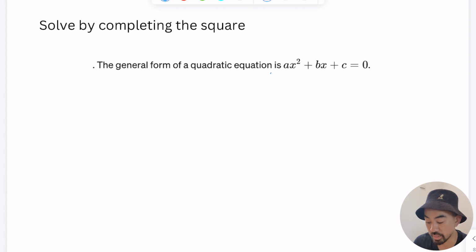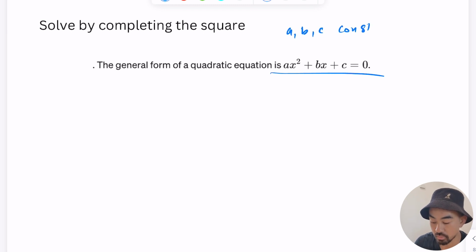So the general form of a quadratic is this: ax squared plus bx plus c is equal to 0, where a, b, and c are just constants, okay? So a, b, and c are constants. That just means numbers without the letter part.